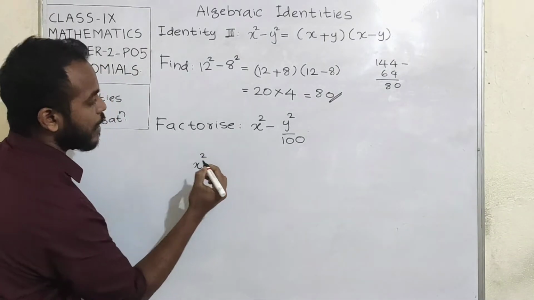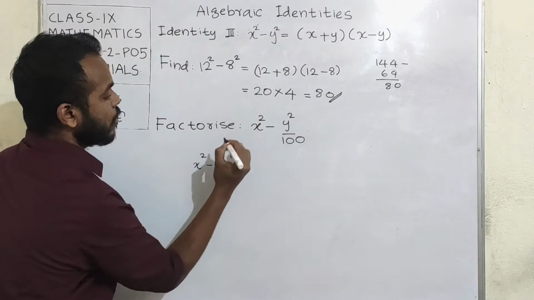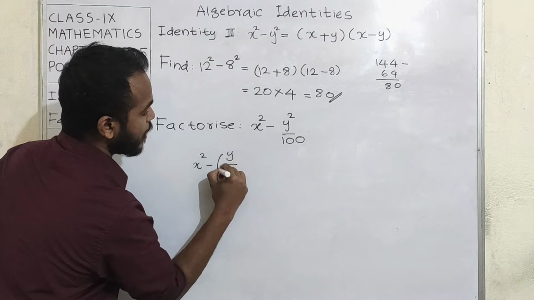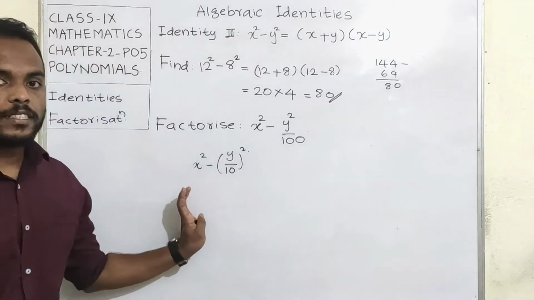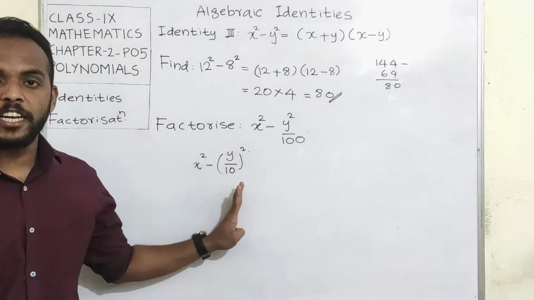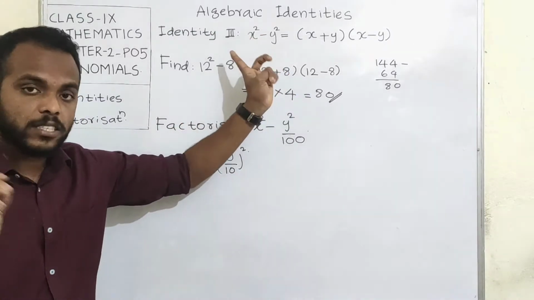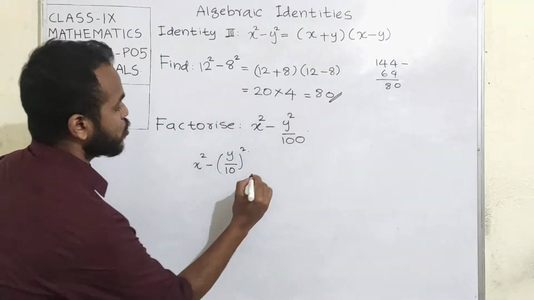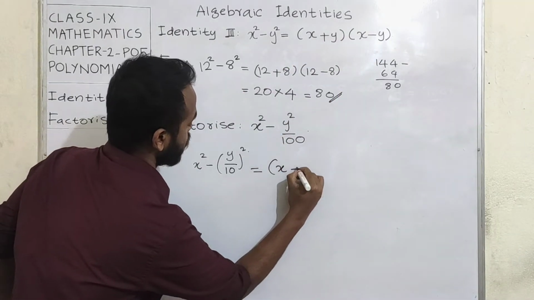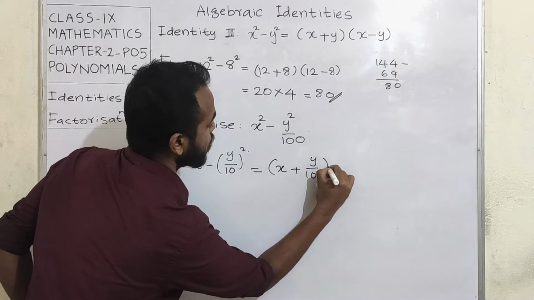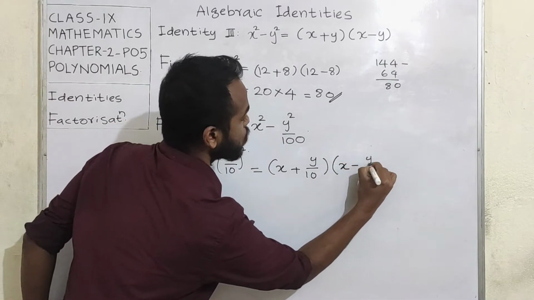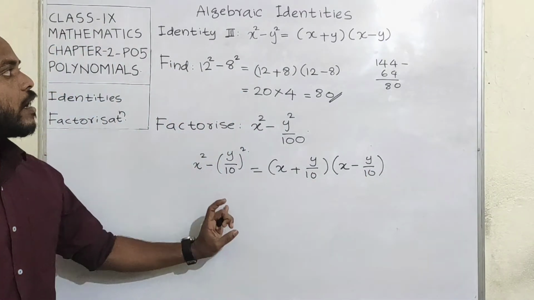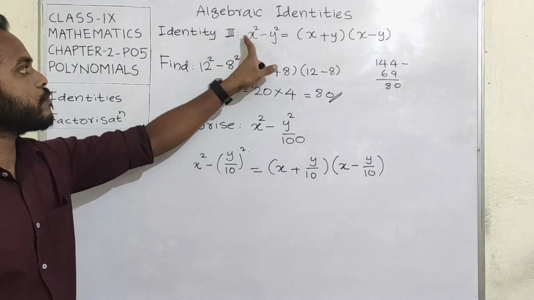X square cannot be written any further. Now y square by 100 can be written as y by 10 the whole square. Is that okay? Now this is of the form a square minus b square. What is a square minus b square? Or x square minus y square? X square minus y square is x plus y into x minus y. So we can write this as x plus y by 10 into x minus y by 10. Hence we have done the factorization.